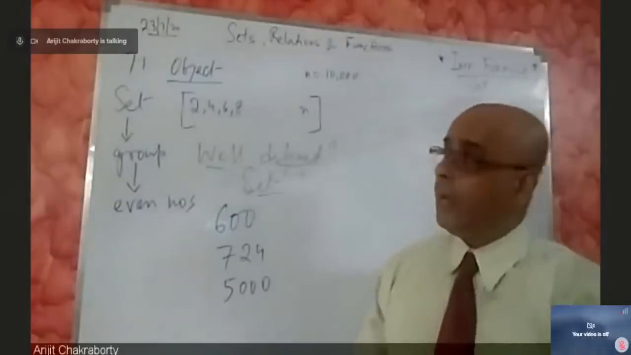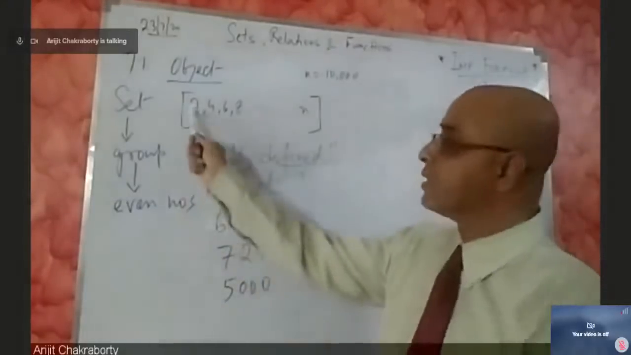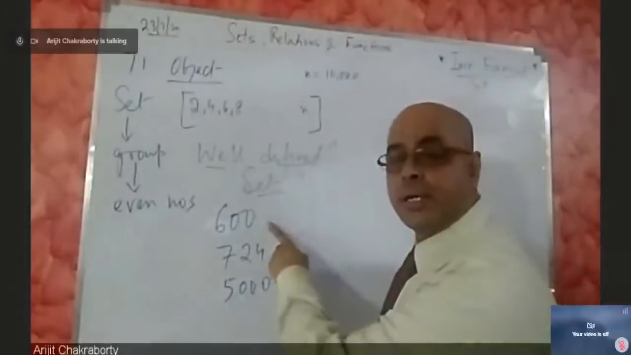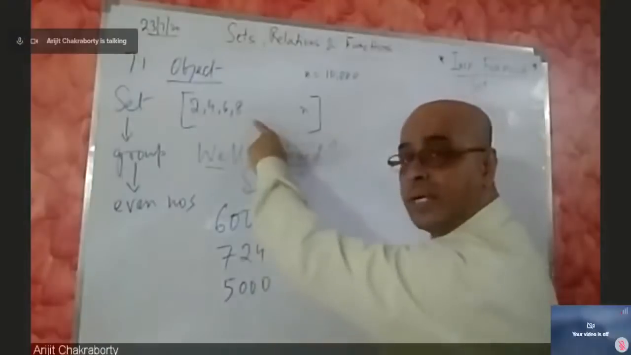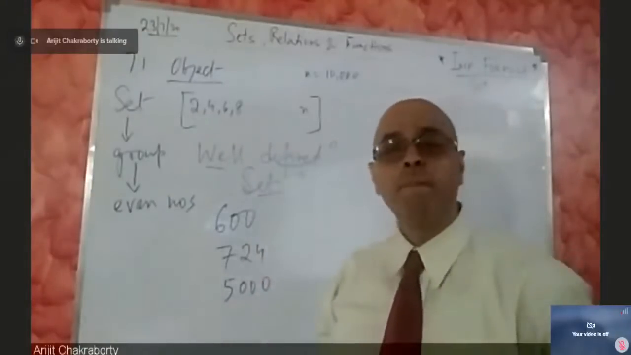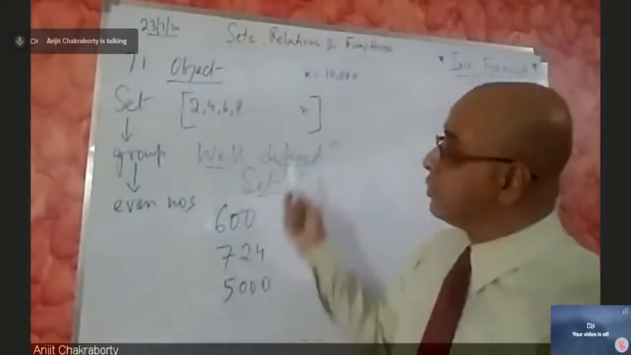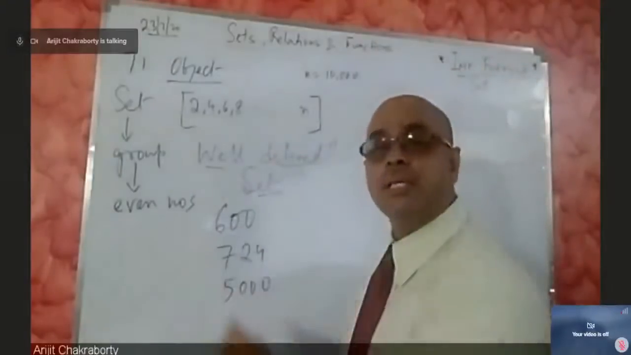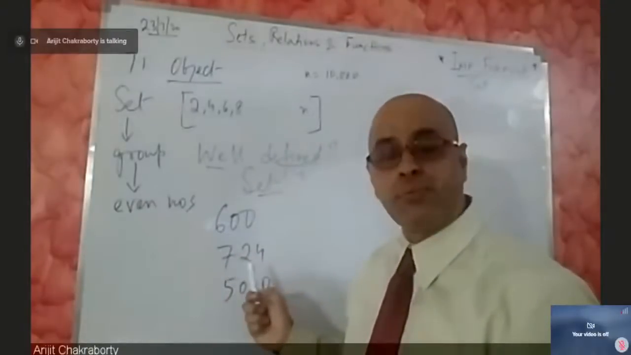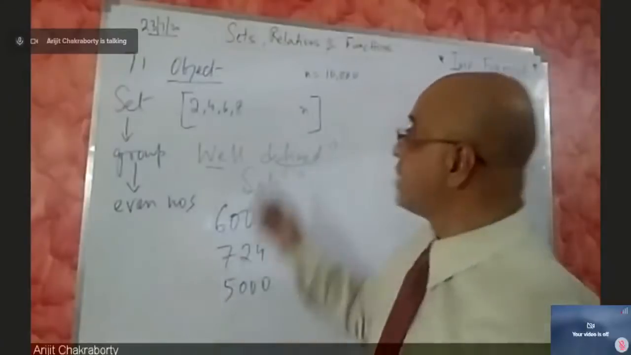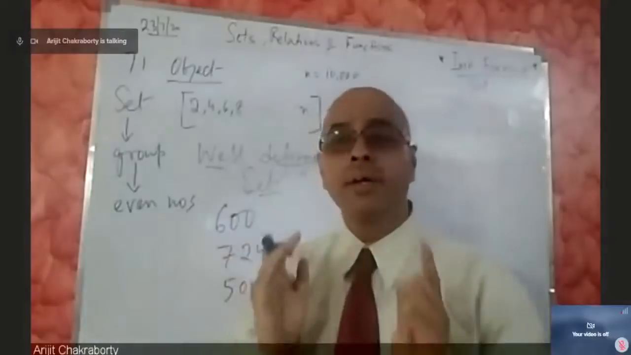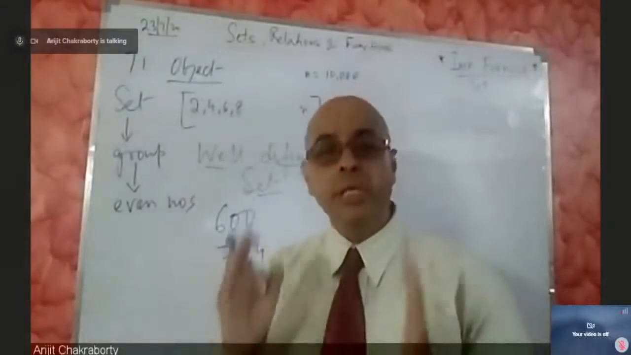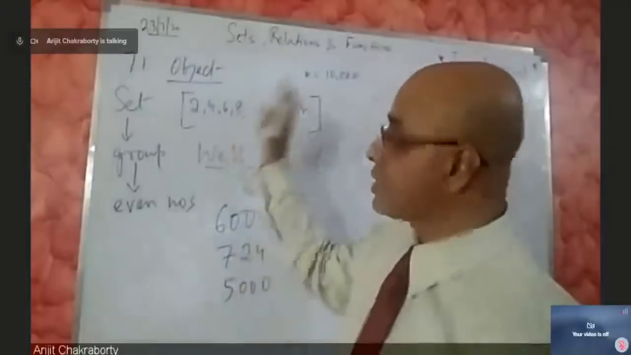The answer is yes. Why? Because the set starts with 2. The first element in the set is 2 and it goes till 10,000 and it is composed of the even numbers, and 600 is an even number, so 600 will definitely be included in the set. 724 is also an even number, so it shall also be included, and 5000 being an even number will be included too. All these three numbers, 600, 724 and 5000, are less than 10,000, which means there is 100% probability, a certainty, that these three numbers shall be included in this set.